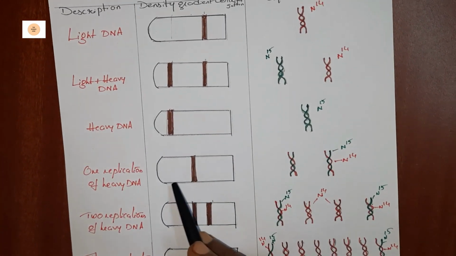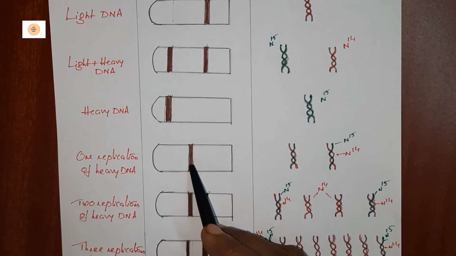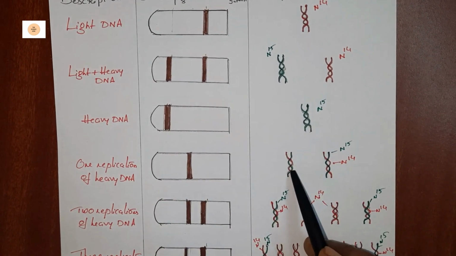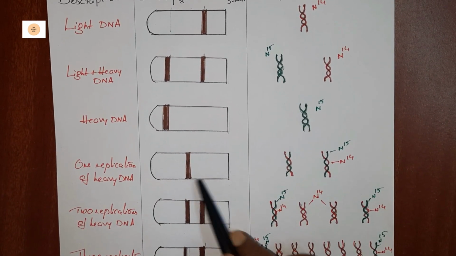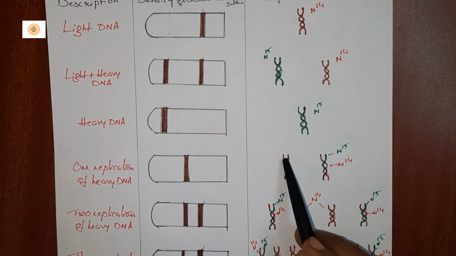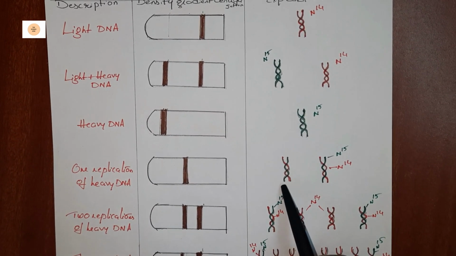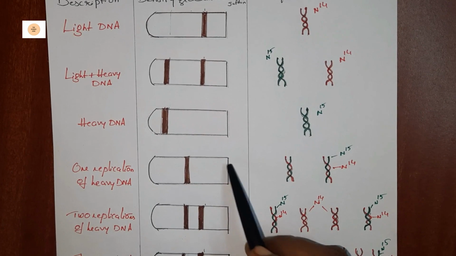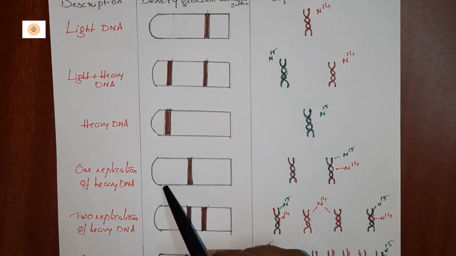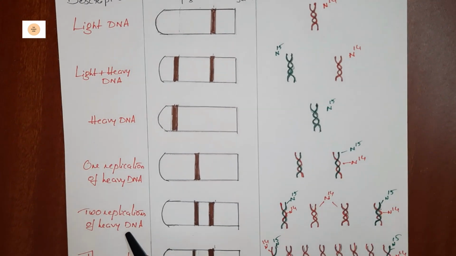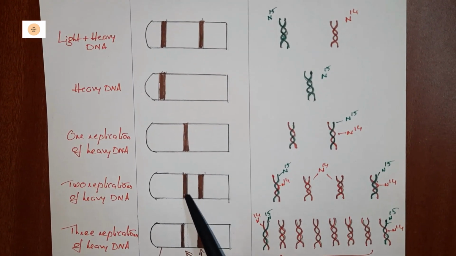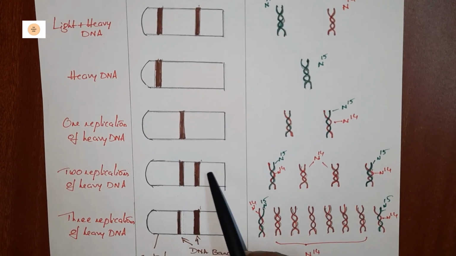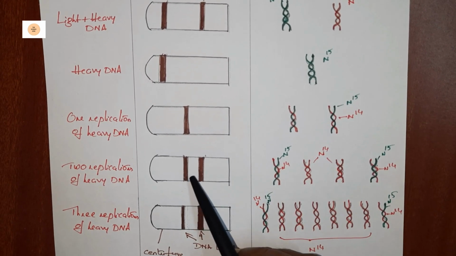Now after one replication of the heavy DNA, we get the band at the center. This shows that the progeny formed have one parent strand and one newly synthesized strand, so one green and one red. Hence we got the band at the center, not towards the mouth of the test tube and not towards the bottom. At the second replication step, we got two bands, one at the center and one towards the mouth. This shows that we have both light DNA and also a mixture, that means hybrid DNA.